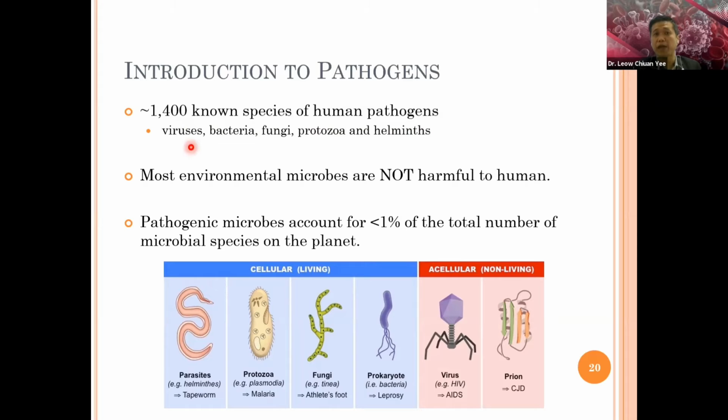They are made up of viruses, bacteria, fungus, protozoa, or helminths, which means worms. So most environmental microbes are not harmful to humans. That's why, of course, during a pandemic, we need to be aware and keep everything clean. But if the pandemic is over, of course, we still need to keep the hygiene, but we cannot kill all the organisms in the environment.